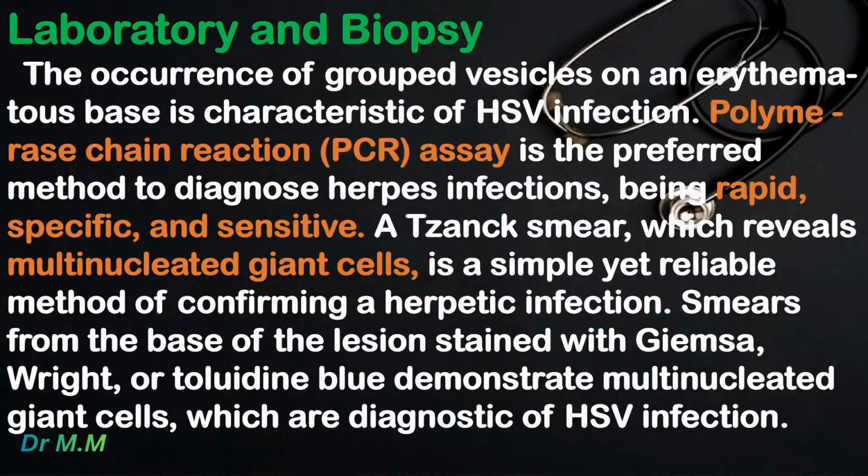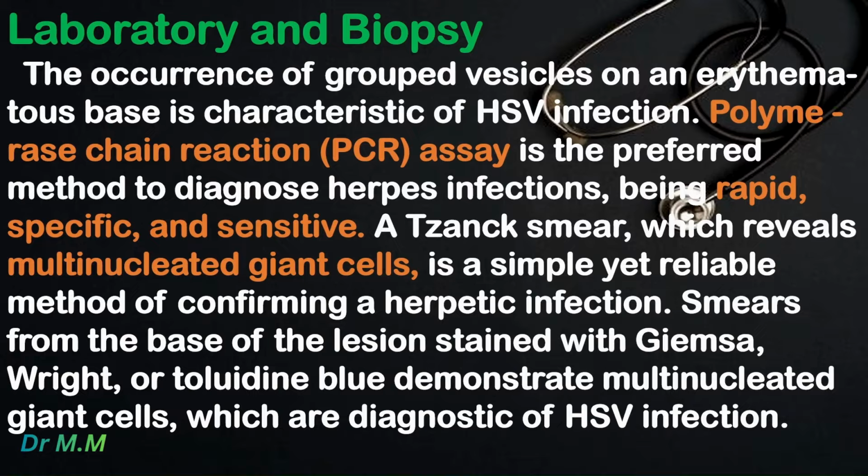Laboratory and biopsy: the occurrence of grouped vesicles on an erythematous base is characteristic of HSV infection. Polymerase chain reaction assay, or PCR, is the preferred method to diagnose herpes infections, being rapid, specific, and sensitive.